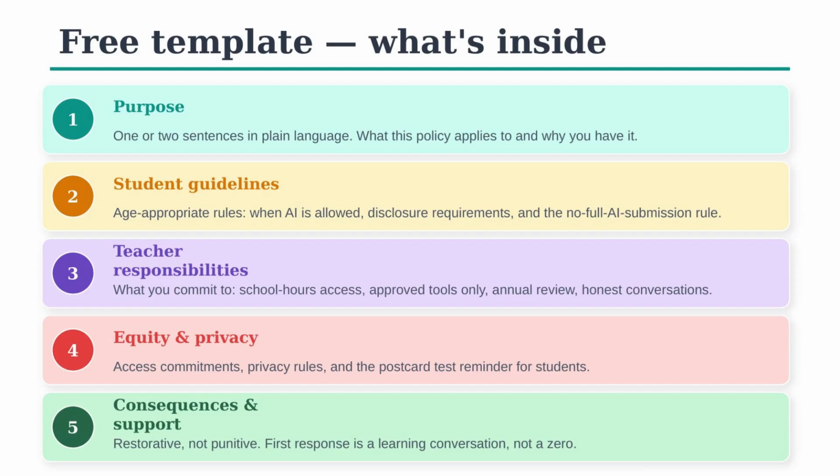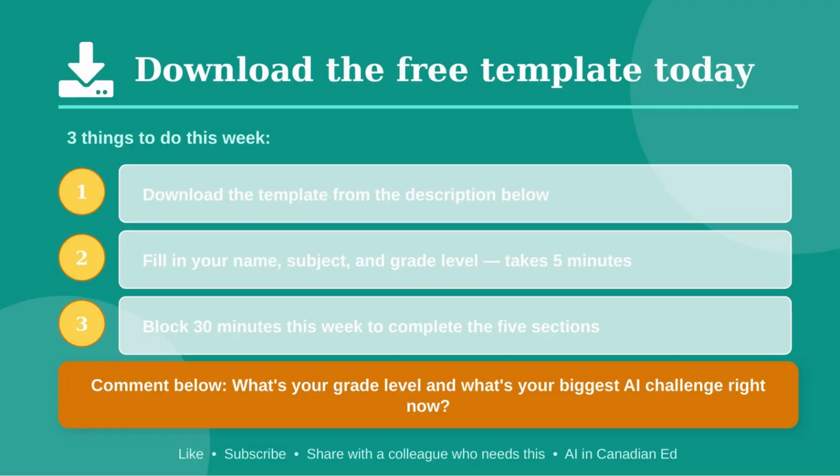Now, download the free K12 AI policy template from the description below. Adapt it for your grade level. Start with one classroom version this week, not a perfect school-wide policy, just yours, for your students, for this semester. Three things to do this week. One, download the template from the description below. Two, fill in your name, subject, and grade level. It takes 5 minutes. Three, block 30 minutes this week to complete the 5 sections. That's all it takes to go from no policy to a clear, practical Canadian one.